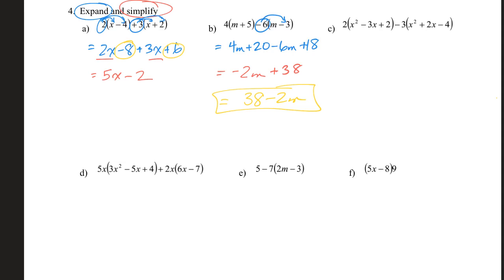Okay, take a look at C and D. I'm going to ask you guys to work your way through both C and D now. You've seen all the little look-fors. Now your job, take your time, expand your brackets, and then collect like terms.